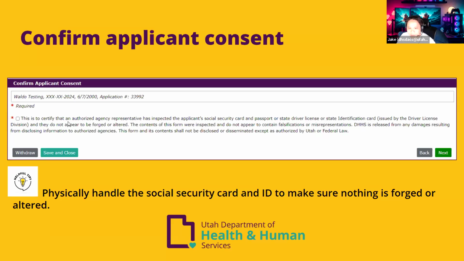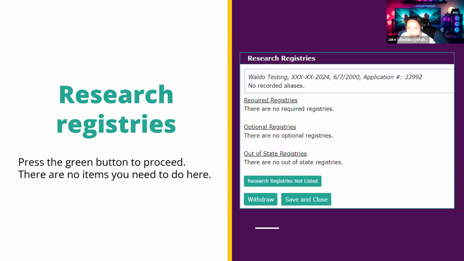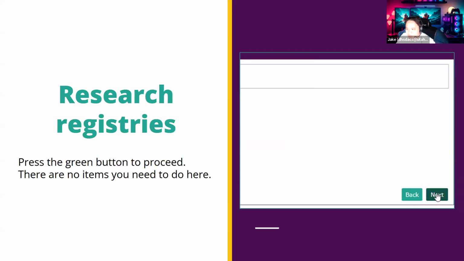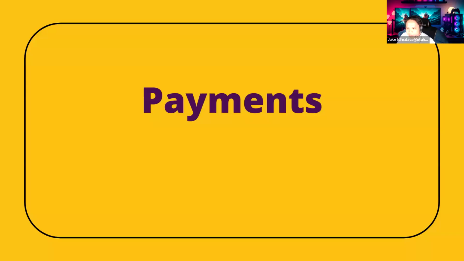Confirm applicant consent. Once you click next, you will be presented with this consent, basically letting the applicant know that we have the information that was entered in DAX, and we're going to be completing a background check for them. What you need to do is click on next. Next slide, please. The next page will show you the research registries. You don't have to do anything on this page. All you need to do is click next. And then you will end up on the payments page.